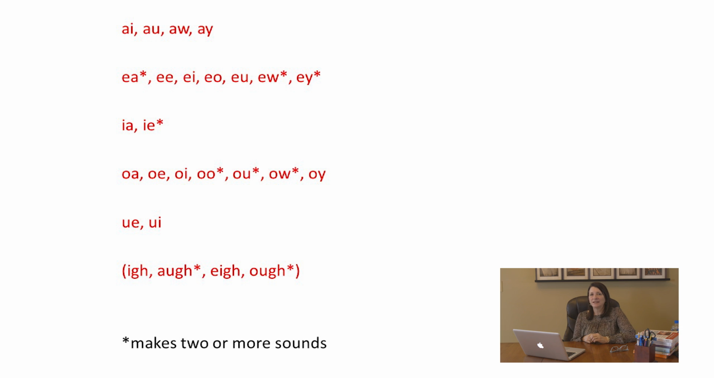On this slide, I've laid out most of the vowel teams in alphabetical order. Some are really uncommon and some are very common. And this would not be the order to teach them in. Whatever program you're using is going to have a sequence with the easiest and most common ones first. The vowel teams I put an asterisk next to make more than one sound. They might even make three sounds.